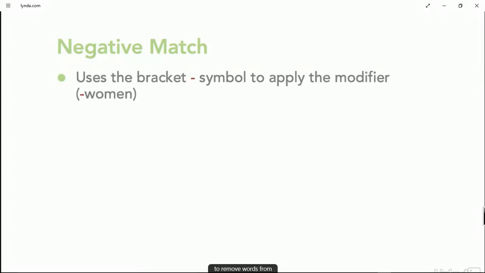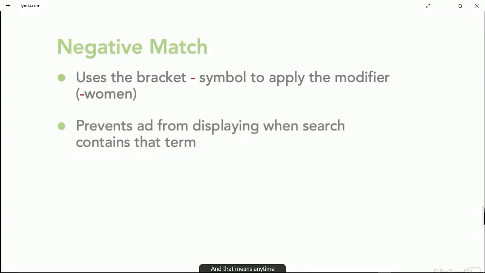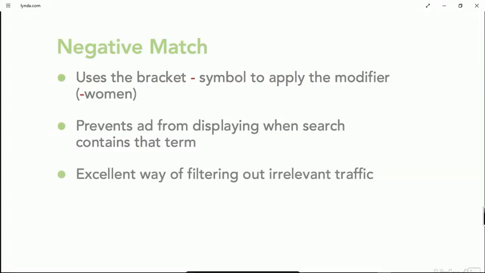And this is a type that allows you to remove words from the search terms itself. And this will use the minus symbol added to the modifier. So in this case, you'll add minus women. And that means that anytime someone does a search term for women or woman, your ad will not appear. Negative keywords are an excellent way of filtering out irrelevant traffic. You might use this with the term free or course or class. This way, if someone was searching for free women's hats or how to make women's hats classes, you're not going to show up.